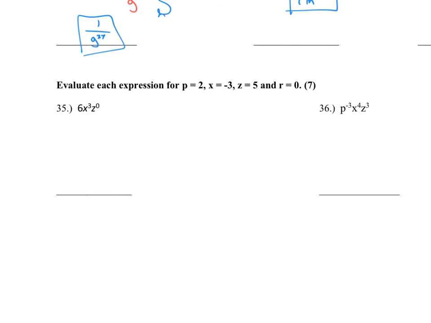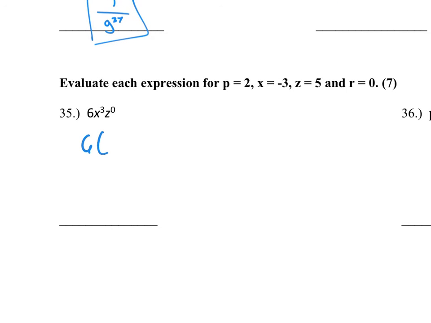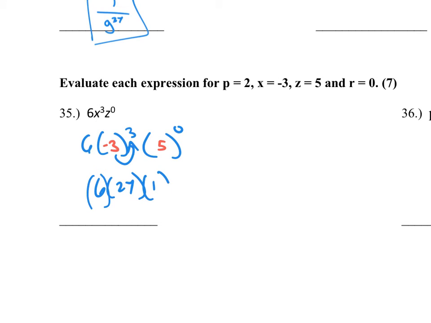So this is where they give us specific values for the variables. So we'll go ahead and replace them. It tells us that x is -3 and that z is 5. So 3 to the -3rd is 27. So here we have 6 times 27. Anything to the 0 power is 1. So this ends up just being 6 times 27 to get 162.